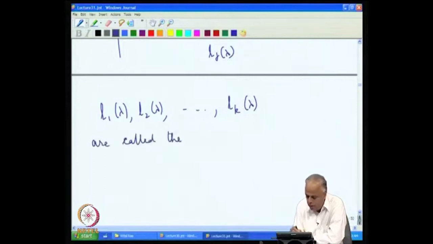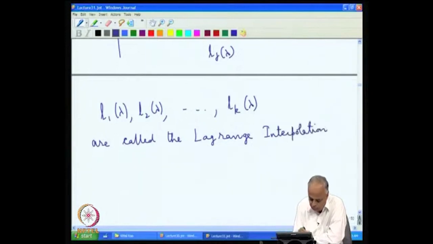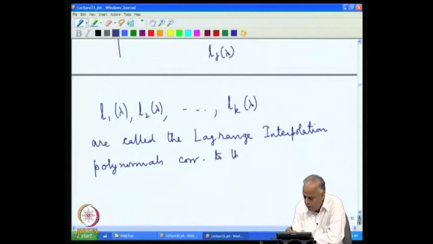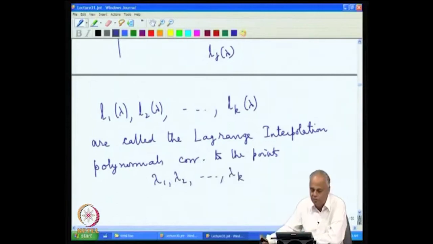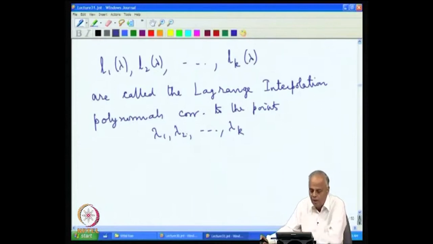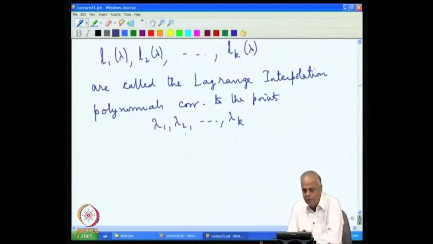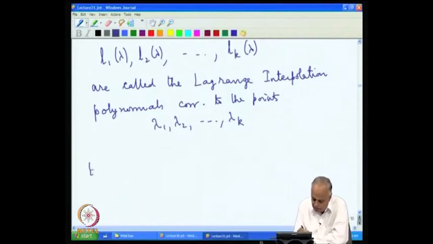the Lagrange interpolation polynomials corresponding to the points λ_1, λ_2, ..., λ_k. These are distinct points, and corresponding to these distinct points we have these k Lagrange interpolation polynomials. Let us look at some examples.